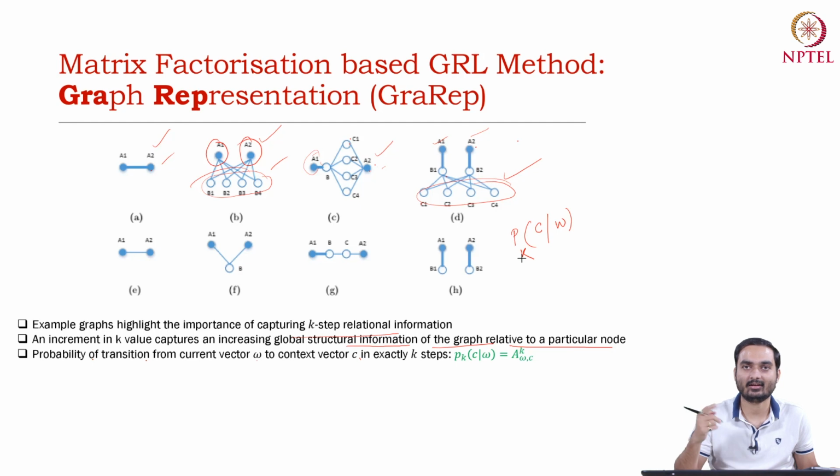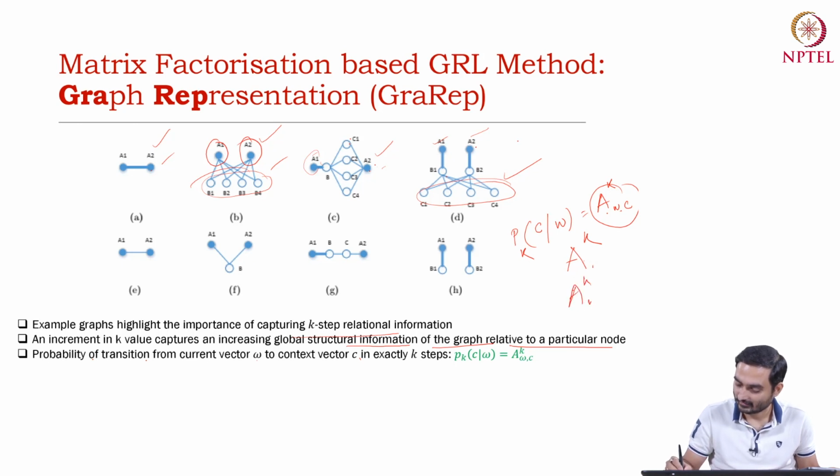The probability of a context vector C given the current vector with respect to k hop is essentially, you capture the k hop distance using the adjacency matrix. You multiply A, the adjacency matrix, k times, and then you check the W comma C entry, and that would be your probability. Not exactly probability, but it approximates the probability.